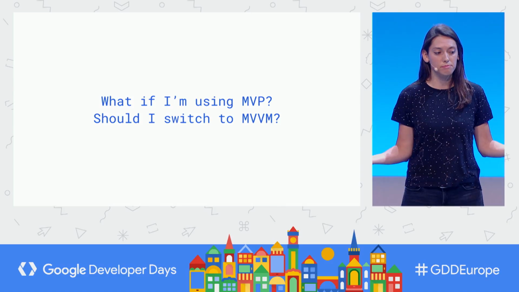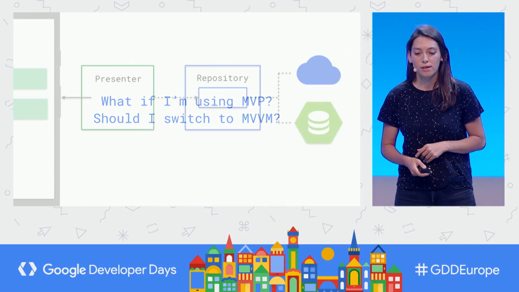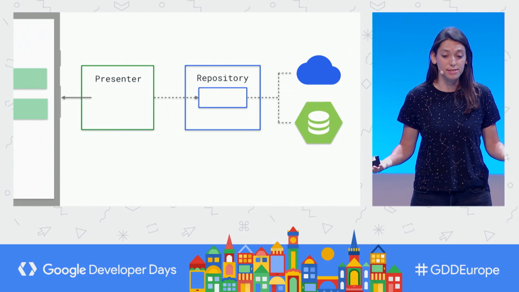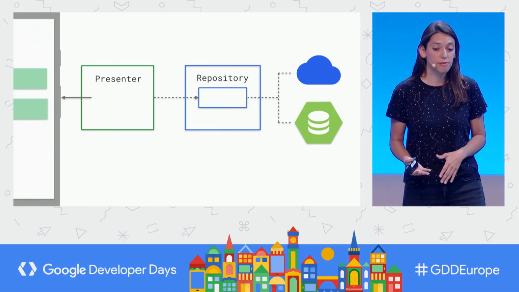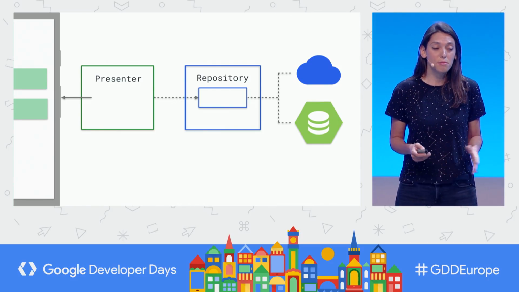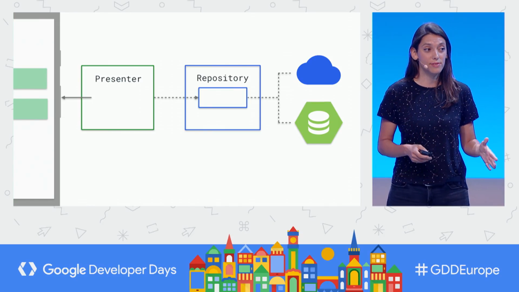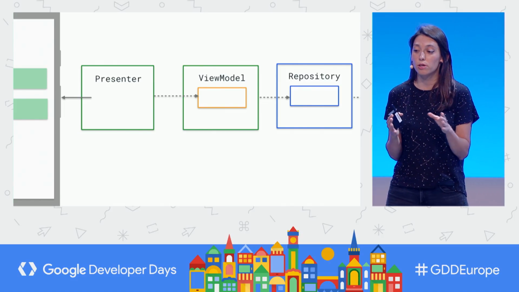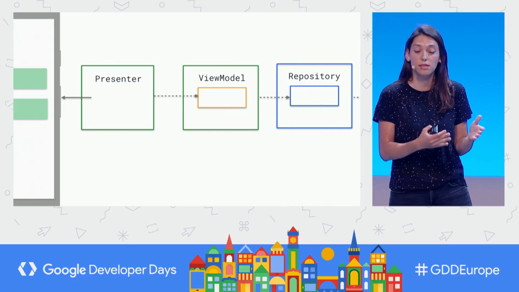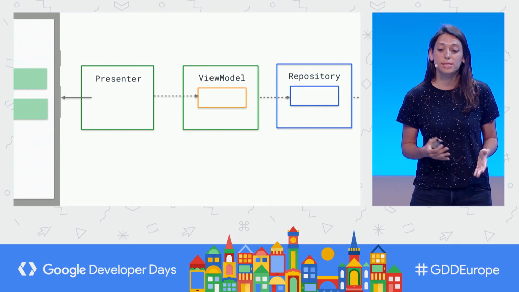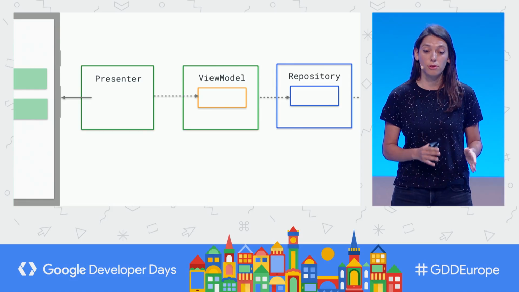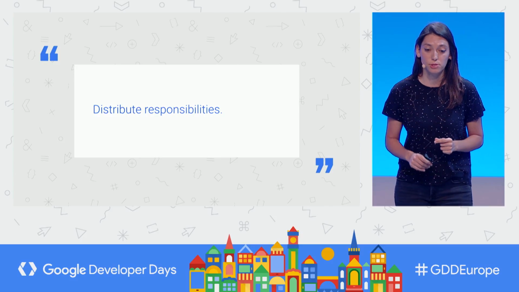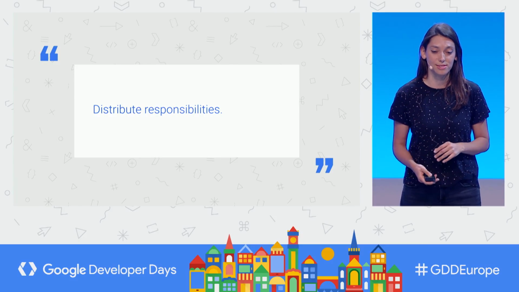What if I'm using MVP? Should I switch to MVVM? So should you replace the presenter with the view model? Actually, it depends. It depends on the amount of logic that you have and on how testable your classes are. The main idea is that you should keep the logic in the activities and in fragments to a minimum. So what you could do is put a view model between the presenter and the repository and still let the presenter work with the view. But what's extremely important is not to let view models and presenters know about the Android framework classes. And make sure you distribute responsibilities. Don't be afraid to create new classes.